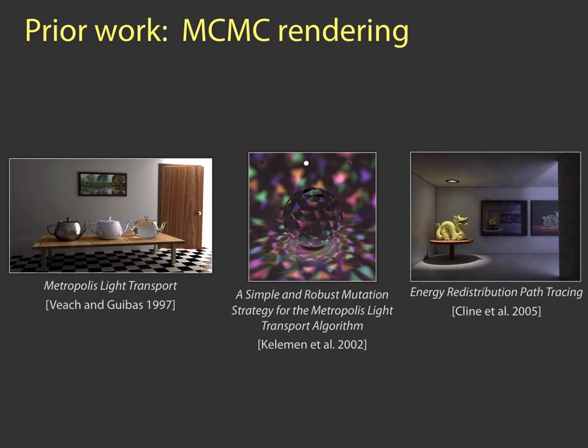There have been several methods that rely on this approach in the context of rendering, starting with the seminal Metropolis light transport algorithm proposed by Veach and Guibas in 1997. Kelemen et al. created a simplified variant of MLT that explores the space of paths by perturbing the random numbers that are used to generate them. And Cline et al. proposed energy redistribution path tracing, which combines aspects of MLT with path tracing. Manifold exploration also fits into this general class, and we'll later compare against these techniques.